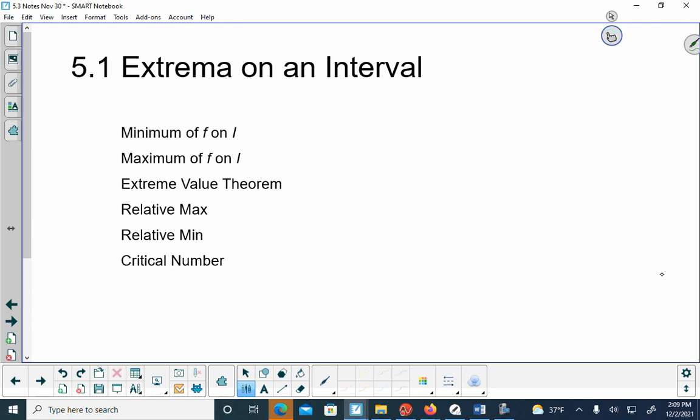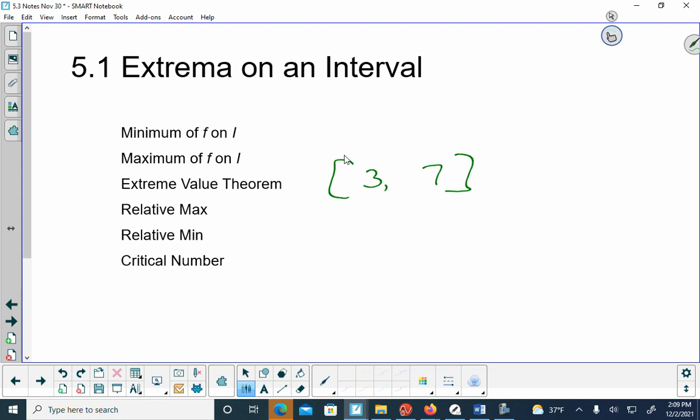So a closed interval goes from like 3 to 7. That would be a closed interval. You're guaranteed to have an extreme max and extreme min. Do you remember how you find those points that you check for your extreme max and extreme min? You test the endpoints and then you find the derivative, set the derivative equal to 0 and look for any relative max or relative min.